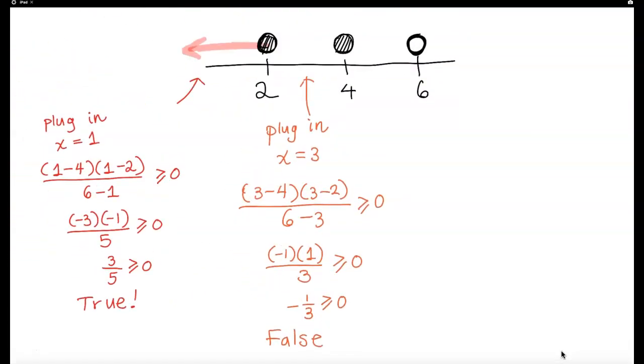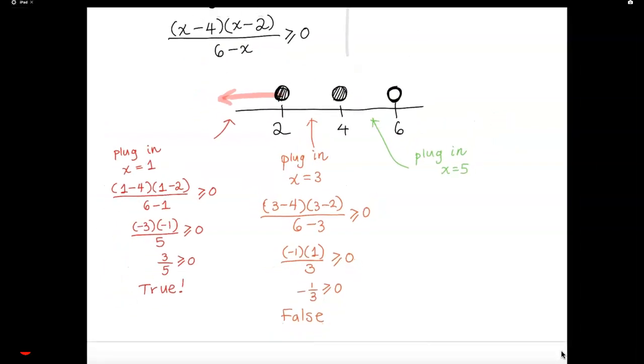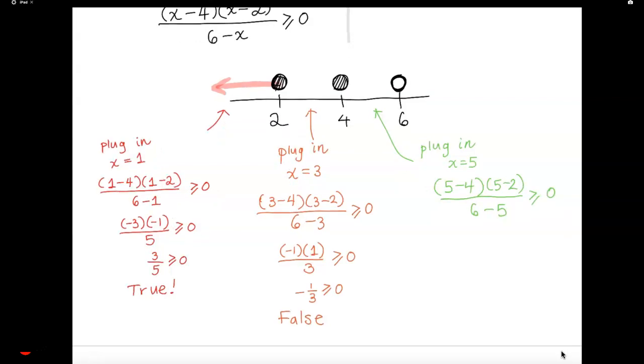How about we check the one in between 4 and 6. So as you guessed it right, I will now plug in x equals 5 because 5 is in between those two. So if I plug in 5 into this function, this is what I'm going to write down, okay? 5 minus 4 times 5 minus 2 over 6 minus 5. And what we want to see is, is that greater than or equal to 0?